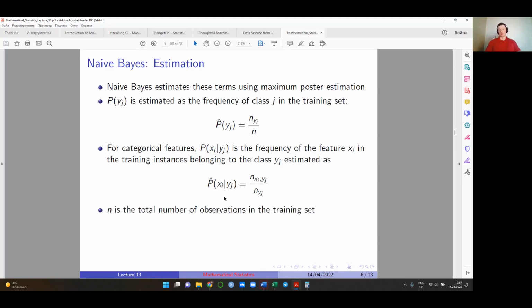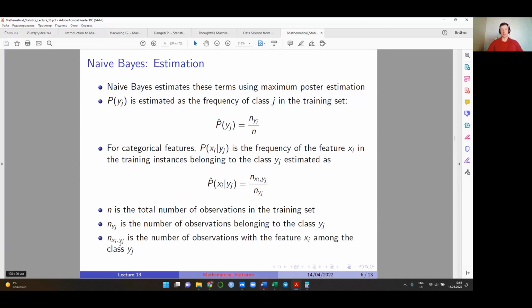Well, n is the total number of observations in the training set. n_yj is the number of observations belonging to the class yj, and n_xiyj is the number of observations with the feature xi among the class yj. So all of them are numbers. So we count how many observations or how many instances in the data in total belong to the class j and have the feature xi.